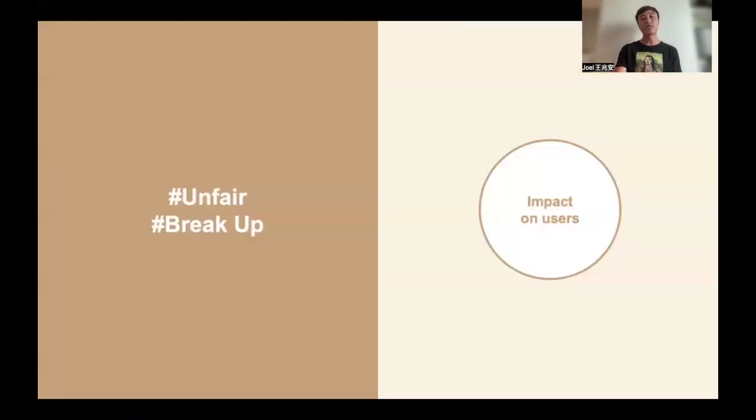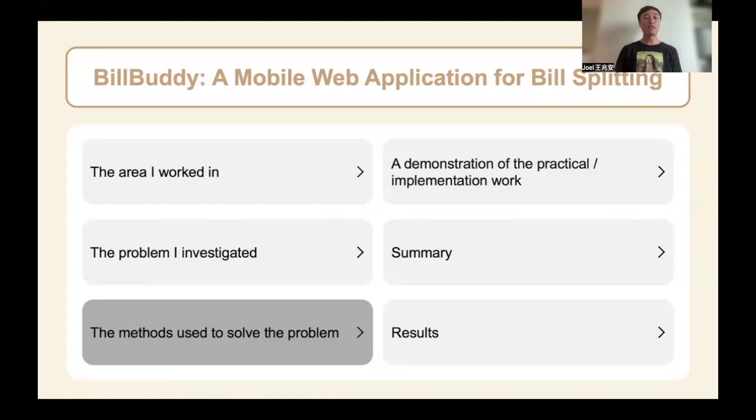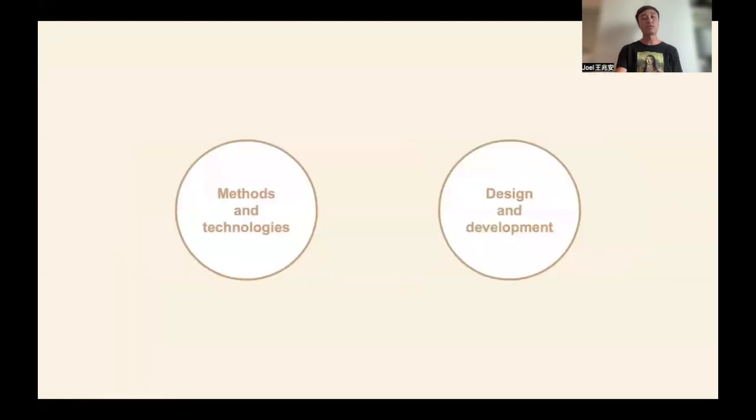The impact on the users would be that if this calculation is really unfair to someone in the group, he or she may feel like, oh, I don't really want to pay in advance for this group. And the worst situation you may face is that it may lead to a friendship breakup. The next part is the methods I use to solve the problem.